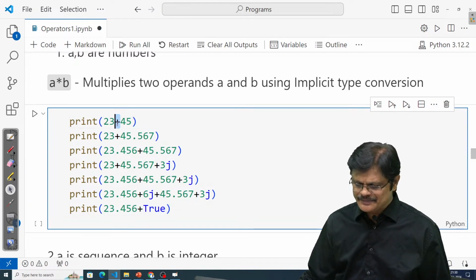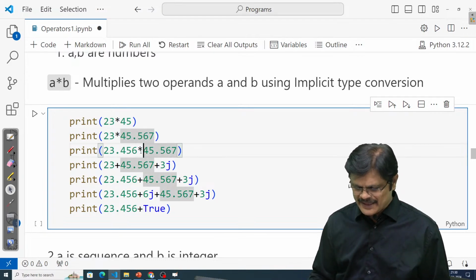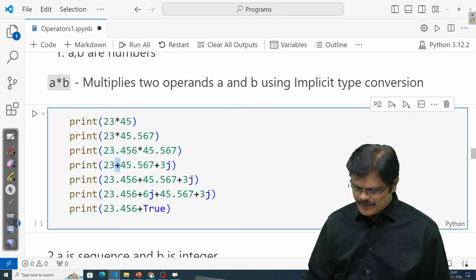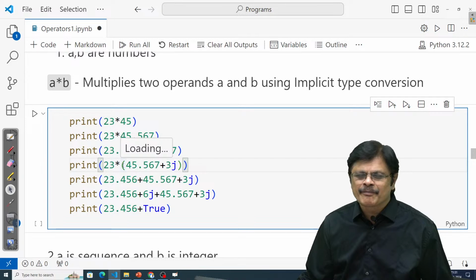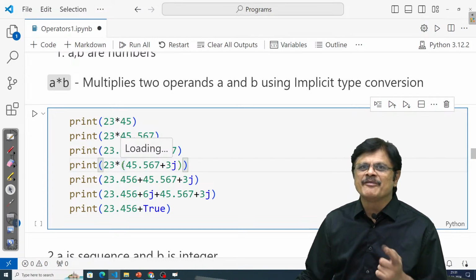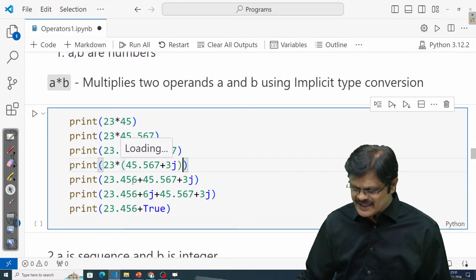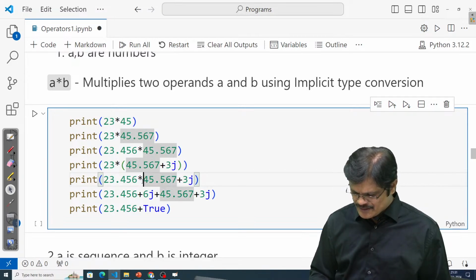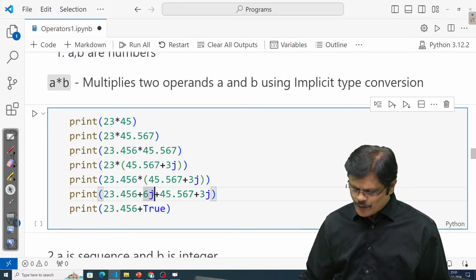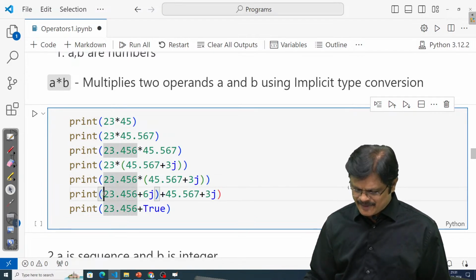Can I do this? I want to multiply these two: integer with float, integer with complex. Otherwise, if I don't put this parenthesis, what happens? 23 will be multiplied with the float, then that is added to that 3j. That is what happens, so that's why I kept that. You can multiply float with complex. You can multiply complex with complex also. A complex number can be multiplied with a complex number.